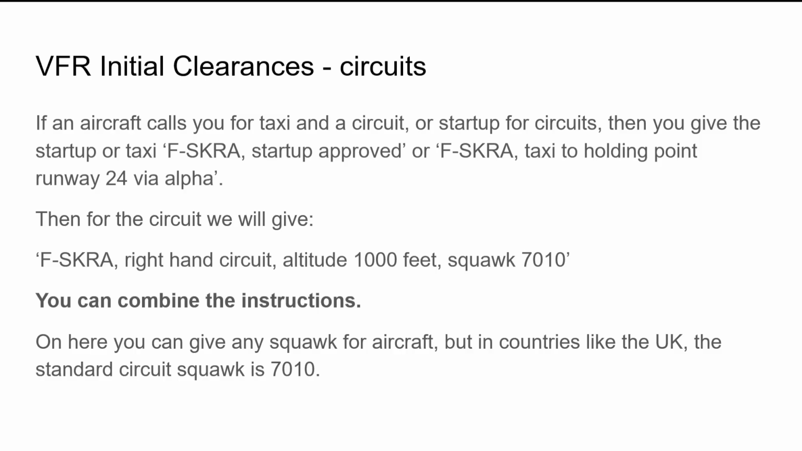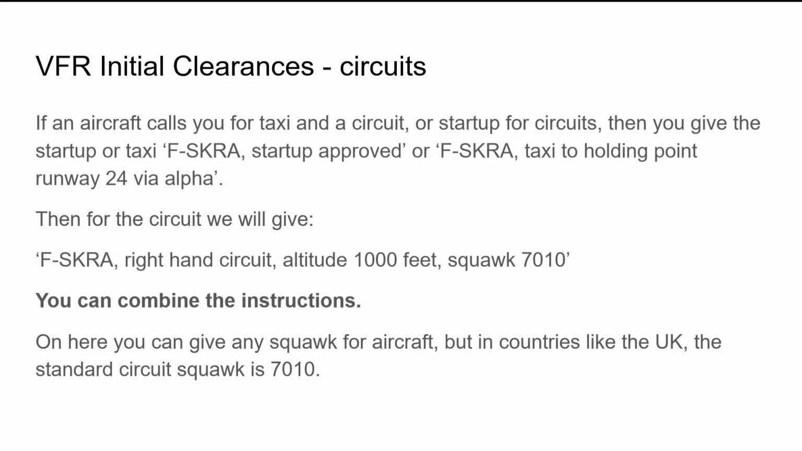Next part is your circuits. Again, we specify the runway, the circuit, the altitude, the squawk. It's quite simple. We specify the runway. Well, you don't have to specify the runway, but you can, for example, say Foxtrot Sierra Kilo Romeo Alpha. Correction, no, not Foxtrot Sierra Kilo Romeo Alpha, right-hand circuit, altitude 1,000 feet, squawk 7010.